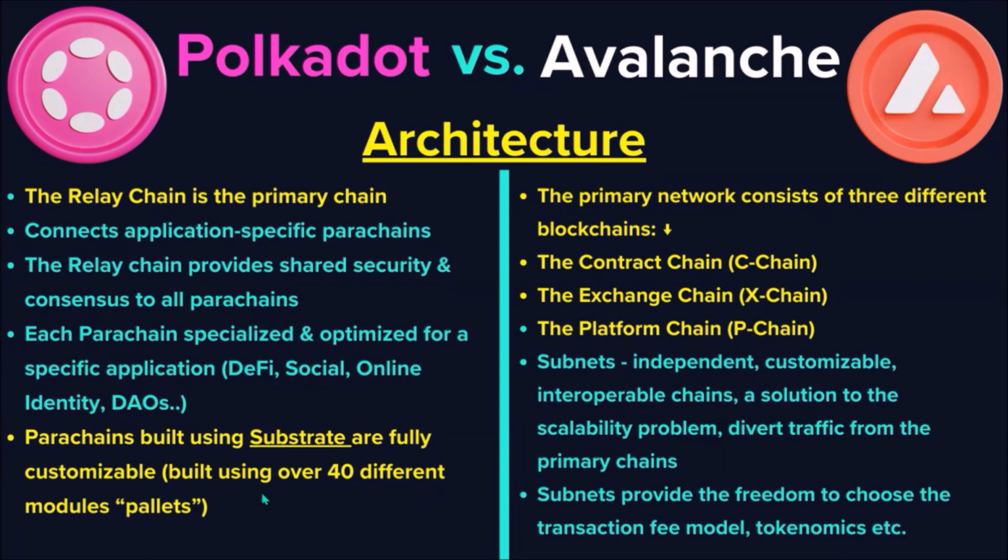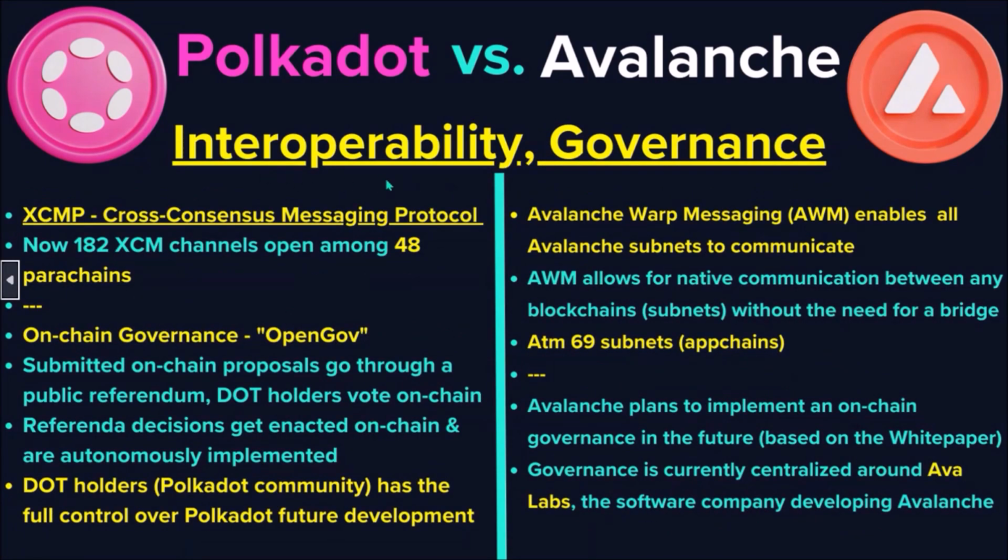So all these app chains in Polkadot, Avalanche and also in Cosmos have one thing in common: they are highly customizable, but based on my research I dare to say that Polkadot's parachains are by far the most flexible and customizable of all. This is thanks to Polkadot's blockchain framework Substrate that allows developers to choose from over 40 different building modules called pallets. Now, interoperability and governance.